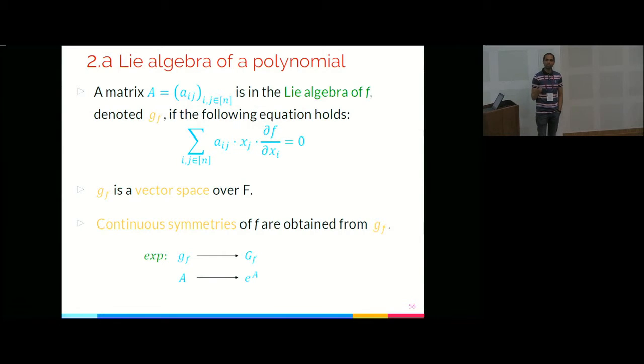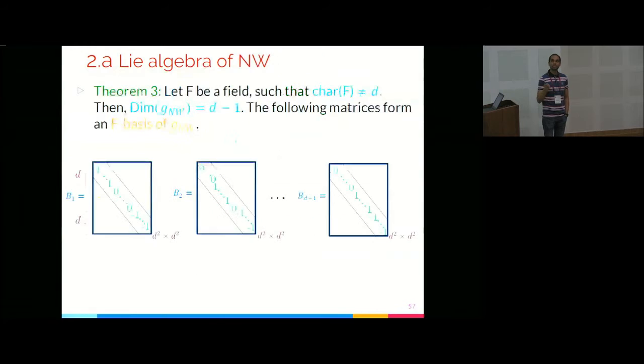Now it can be shown that such kind of matrices are called the continuous symmetries of F. So it can be shown that such matrices are indeed inside the group of symmetries of F. Okay? So this is the theorem which we prove related to the Lie algebra of design polynomials.